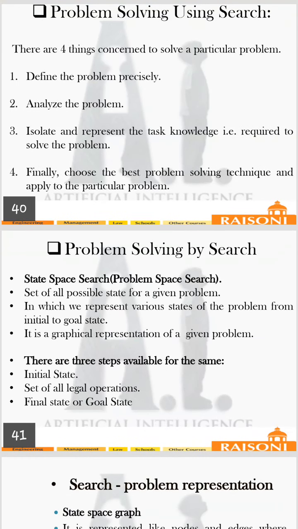Hello friends, today we are going to discuss problem solving using search. In the last lecture we already discussed the definitions of AI, history, then the production system, water jug problem, and we discussed advantages, disadvantages and applications. Today we are going to discuss problem solving using search.